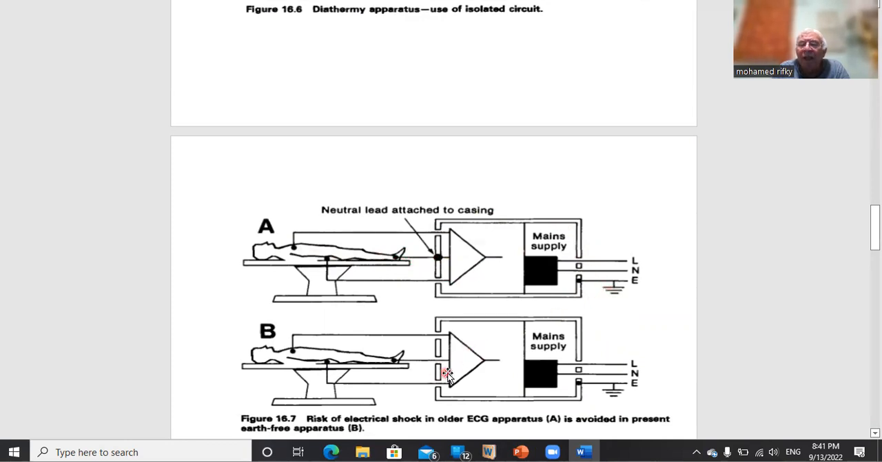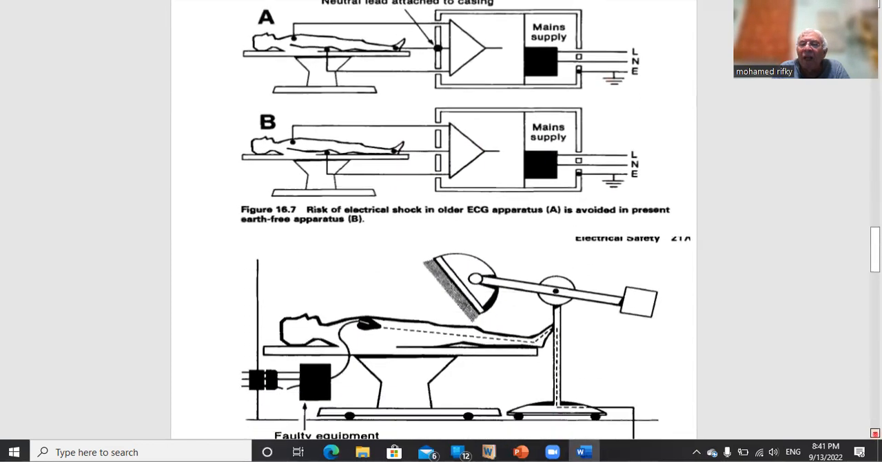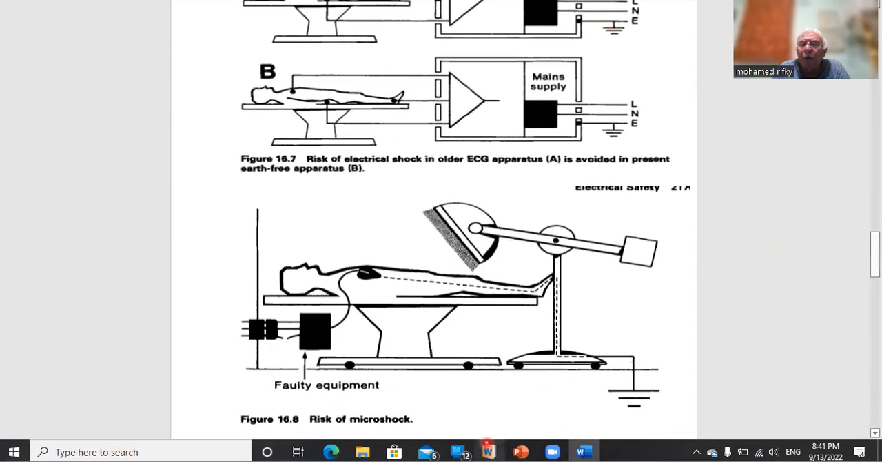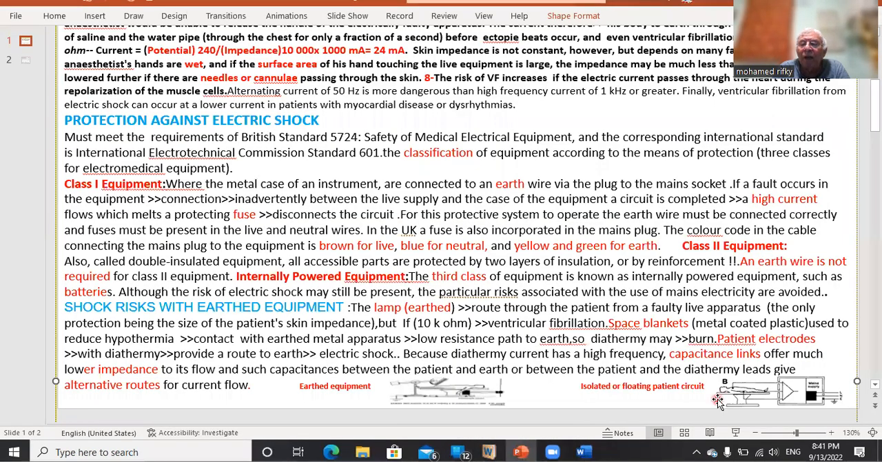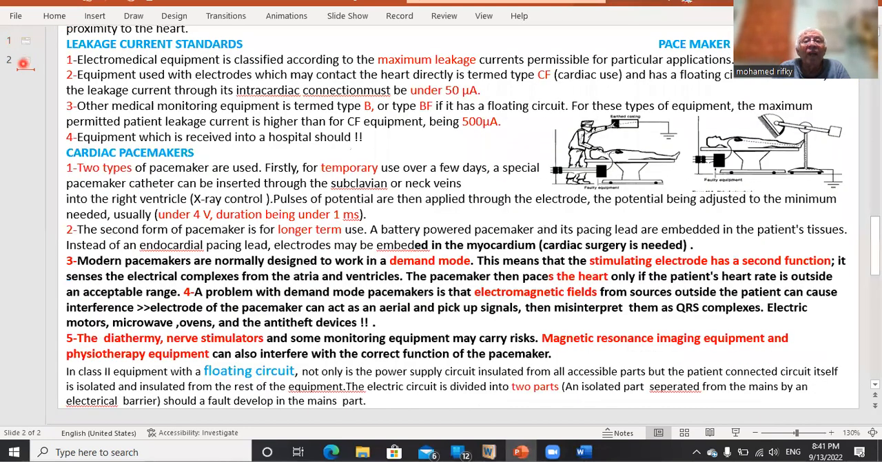But nowadays, it is floating. So the electrode is away from the earth, as you can see. So this is present in modern equipment. Now we go back to our PowerPoint. We go to the second slide.